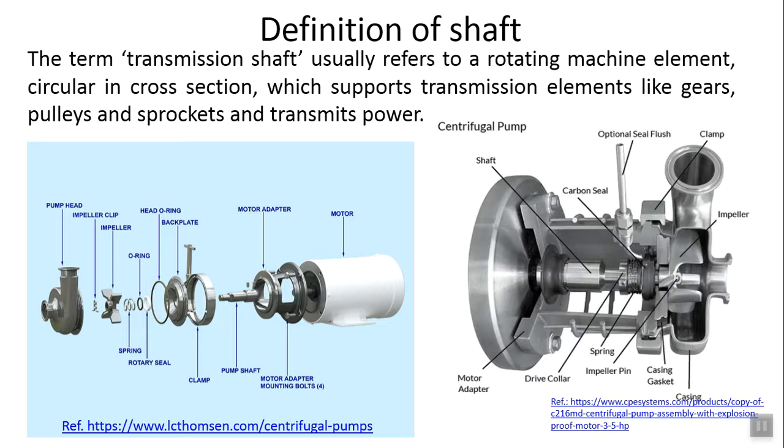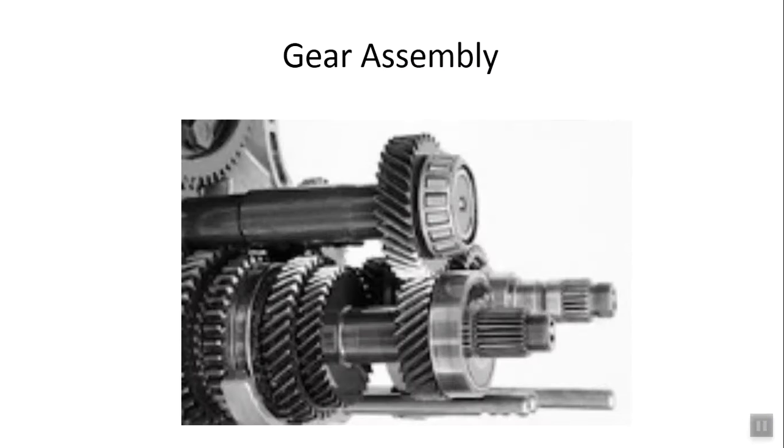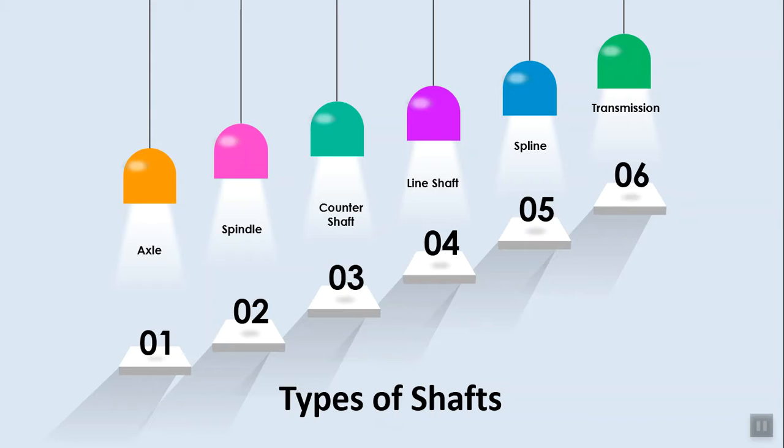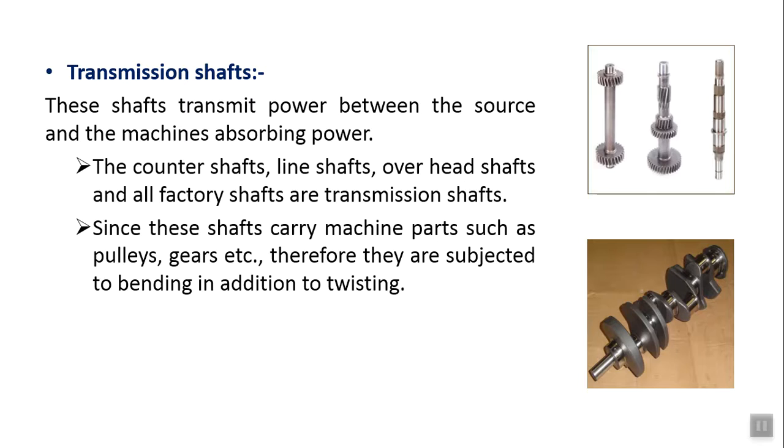So here we have discussed the definition of SOT and here the practical application of the SOT also. This is also the application part. Then we have discussed the types of shafts: axle, spindle, counter shaft, line shafts, spline, and transmission shafts. I'm just skipping these types of shafts.